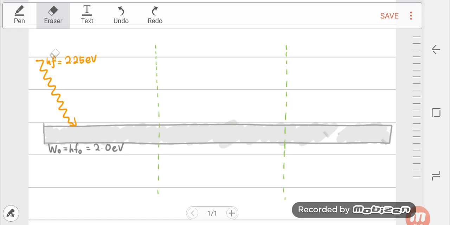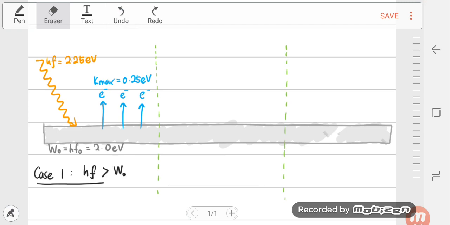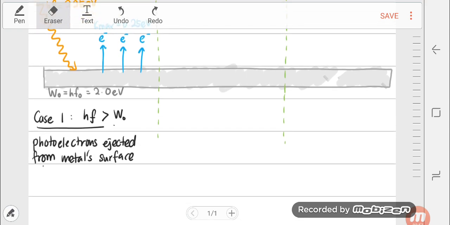We can see that the photon actually has excess energy, and what happens is the electron will be ejected out with K max equals 0.25, since we know that K max equals hf minus the work function. It is just simple mathematics. K max equals 0.25 electron volt. So in case 1, hf is bigger than the work function, and photoelectrons are ejected from the metal surface with excess energy K max.